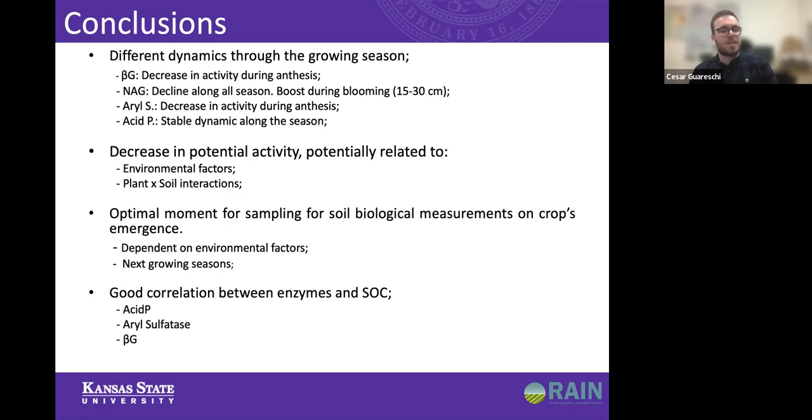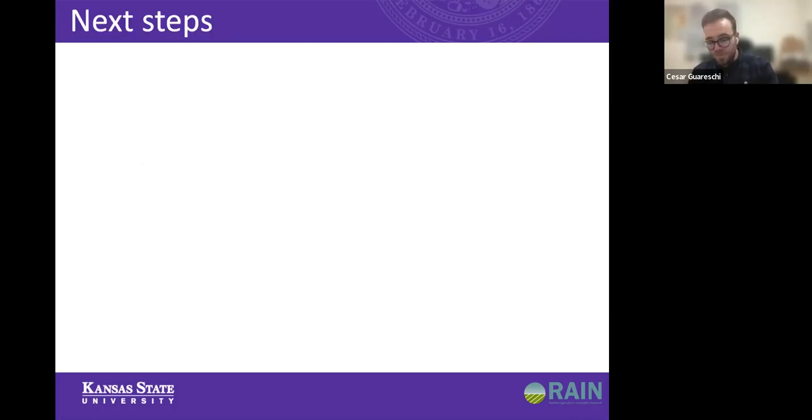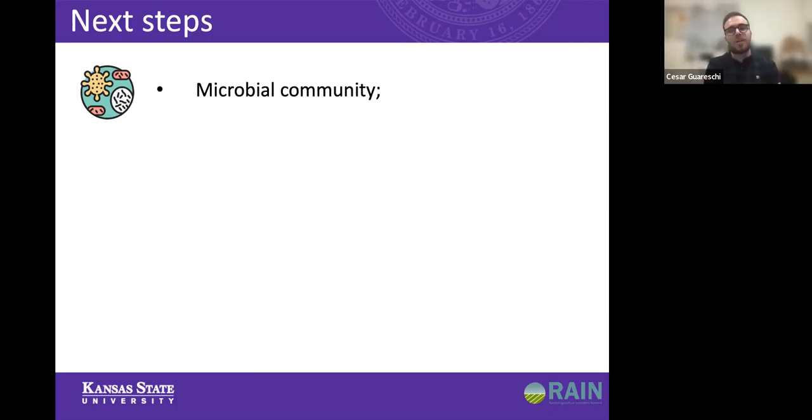And also, we had a good correlation between 3 enzymes and soil organic carbon: acid P, arylsulfatase, and beta G. So for the next steps, we'll be adding the microbial community analysis to this research. Those samples are being analyzed already. We are also sampling and analyzing this summer crop season that's going on now, so we'll have data for soybean, corn, and 2 other summer crops as well.